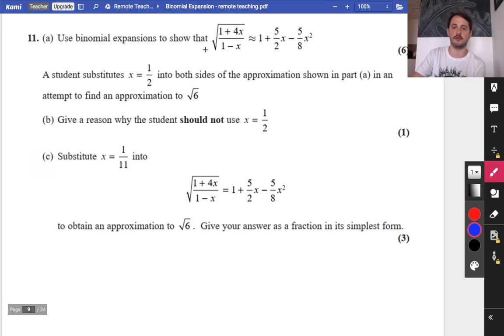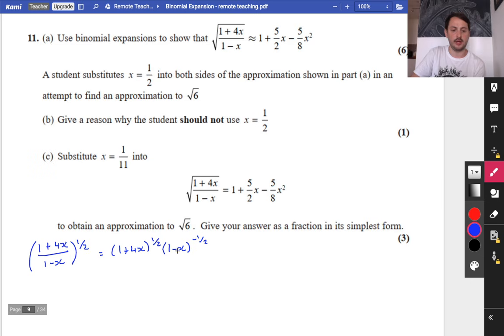So first of all, I'm going to do this bit nice and quick. I'm going to do binomial expansions to show that this thing is true that we've got. So we have (1 plus 4x) over (1 minus x) to the half. I wonder if we can do this a bit quicker, if we can just say that that's (1 plus 4x) to the half, and then the denominator is (1 minus x) to the minus a half.